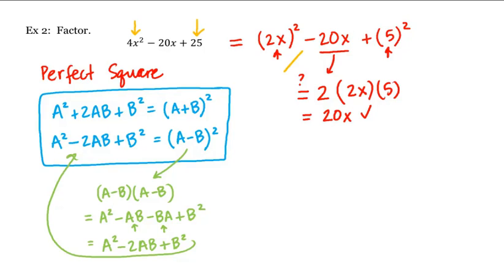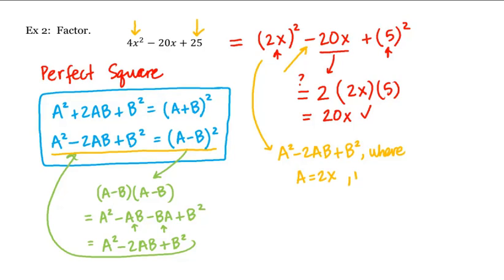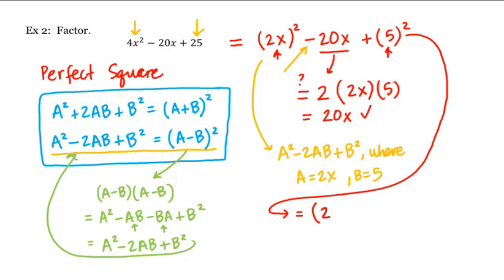And because of this negative here, we'll be using this second formula down here. In other words, this is of the form a squared minus 2ab plus b squared, where a is equal to 2x and b is equal to 5. Therefore, by this formula, this will factor into (a minus b) quantity squared, or (2x minus 5) quantity squared.